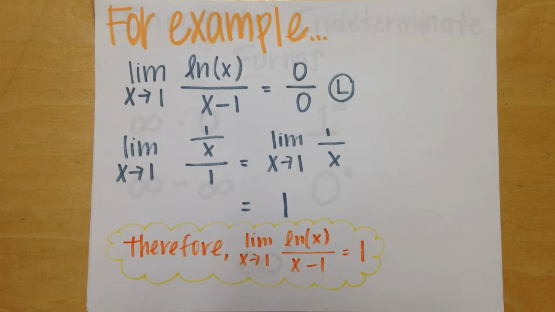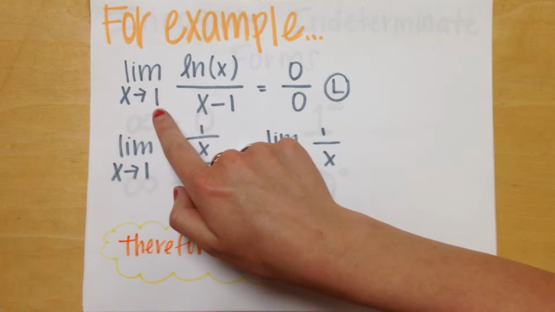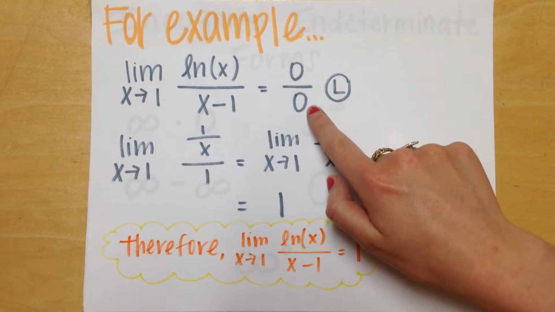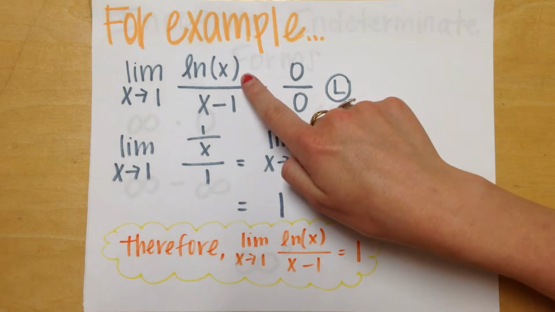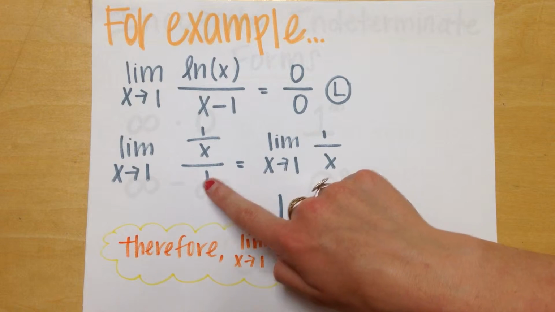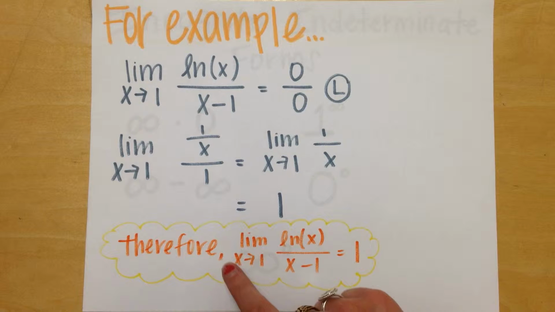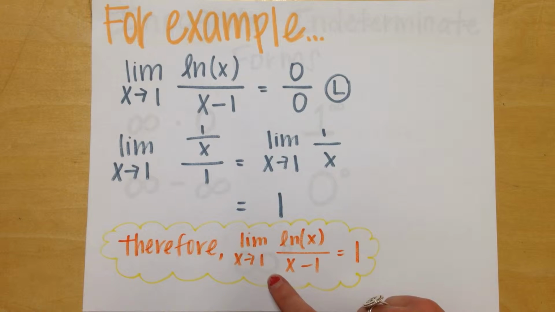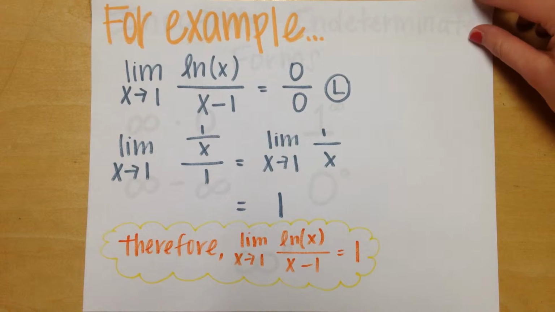Say you have the limit as x approaches 1 of ln of x over x minus 1. When you plug in 1 for x, you get 0 over 0, so you can then use L'Hopital's rule. So you take the derivative of the top, which is 1 over x, and the derivative of the bottom, which is 1, and you plug in 1 for x, which gives you 1. Therefore, this example gives you the limit as x approaches 1 of ln of x over x minus 1 equal to 1.